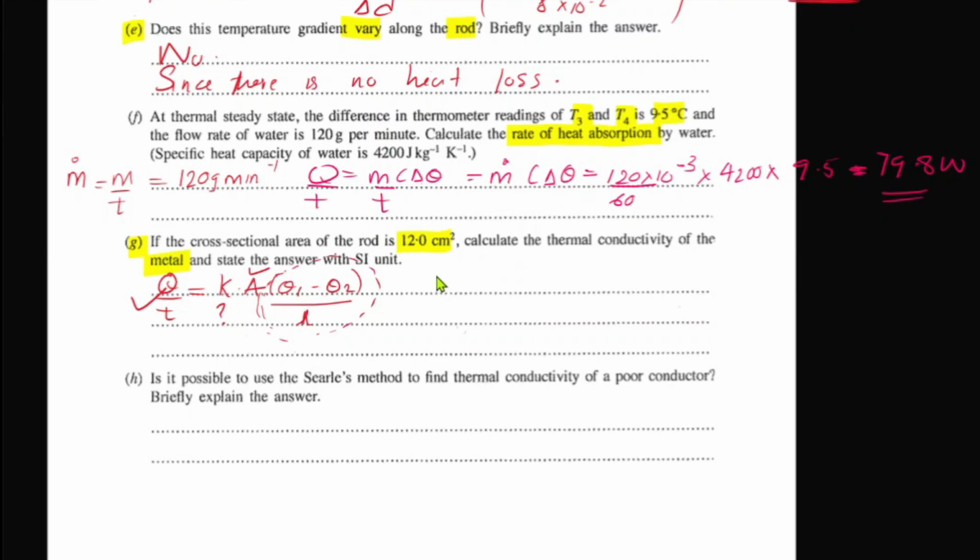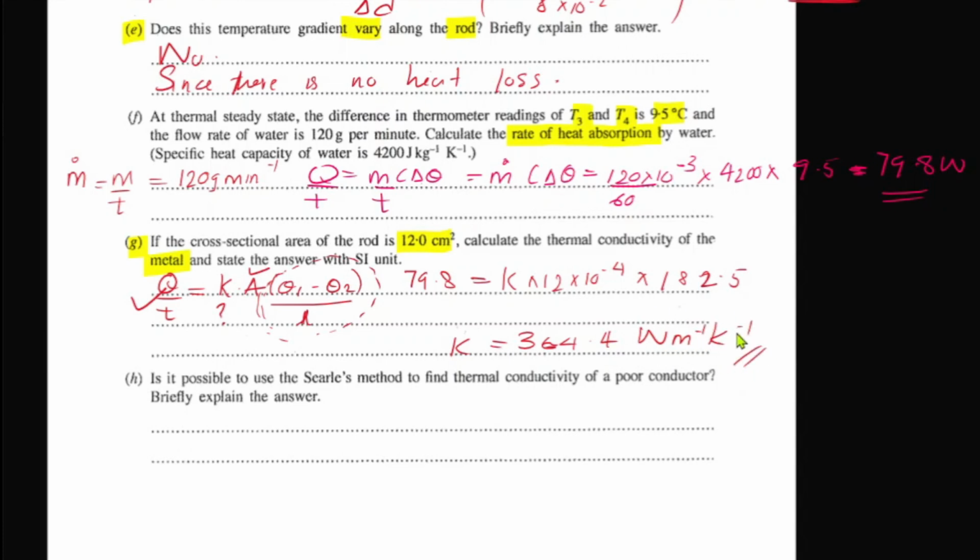Q over t is 79.8. What is K? That is what you need to find. Area is given as 12, and you need to represent it in square meters, so 10 to the power minus 4. The temperature gradient is 182.5. We have already found it. So if you solve for K, you're going to get a value very close to 364.4 watts per meter per Kelvin.